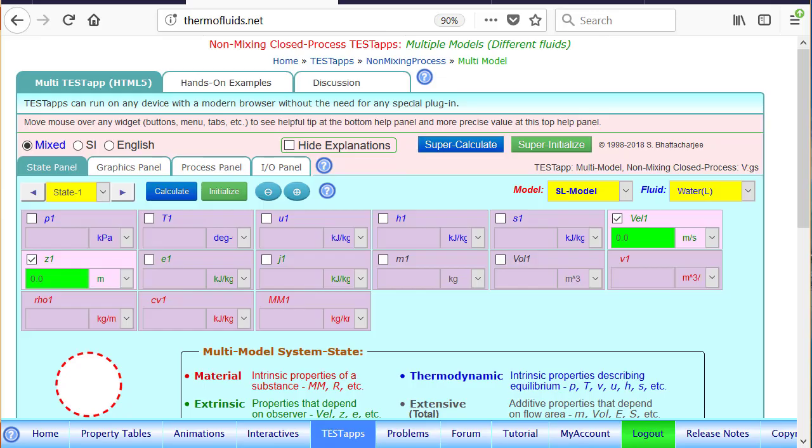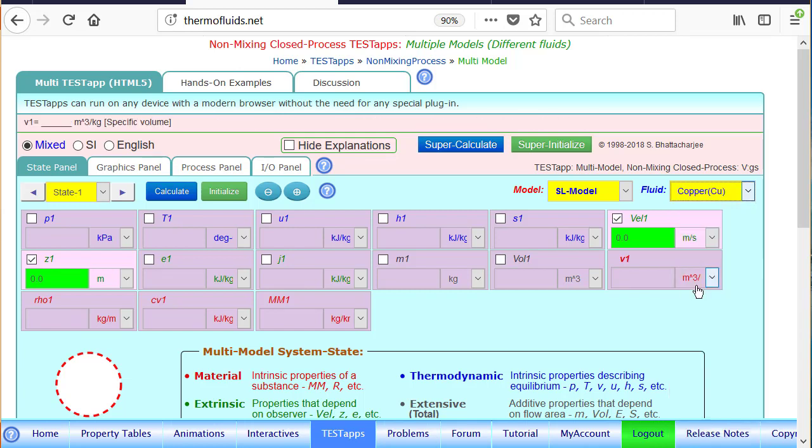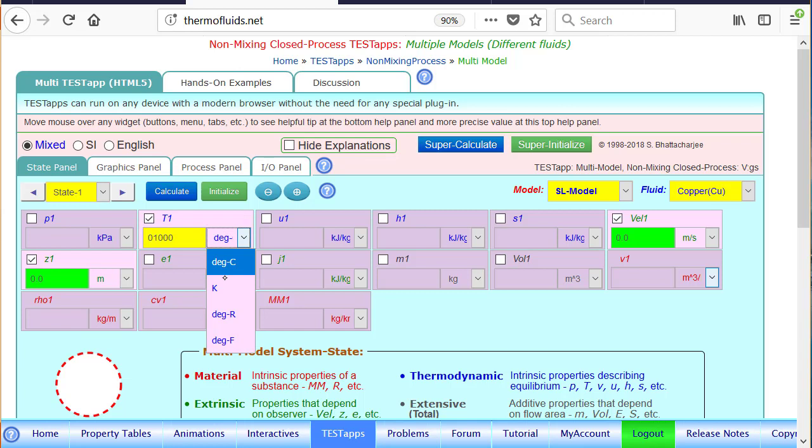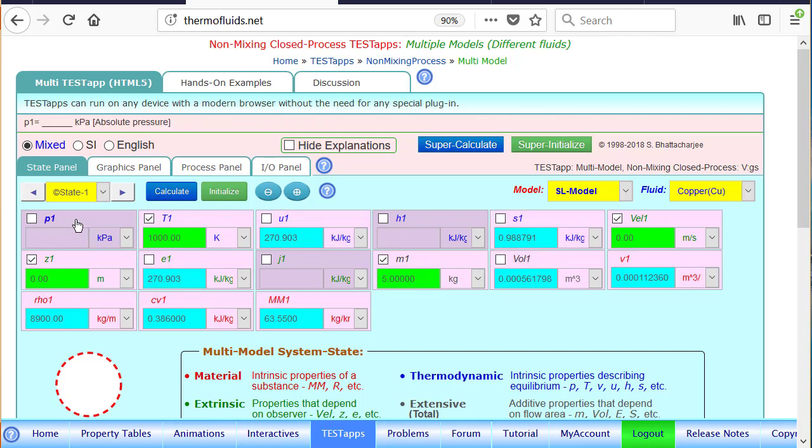Okay, so state 1, we have the SL model, and we should select copper. So we go find copper here. Okay, and the temperature is given as 1000 Kelvin. What else do we know? 5 kg of copper. Of course, we could declare some of these variables in the I/O panel if we wanted to do a parametric study. Notice that we don't need to know the pressure of the copper, although we understand it will be 100 kPa because air is at 100 kPa, because the SL model doesn't need pressure to calculate energy or entropy.